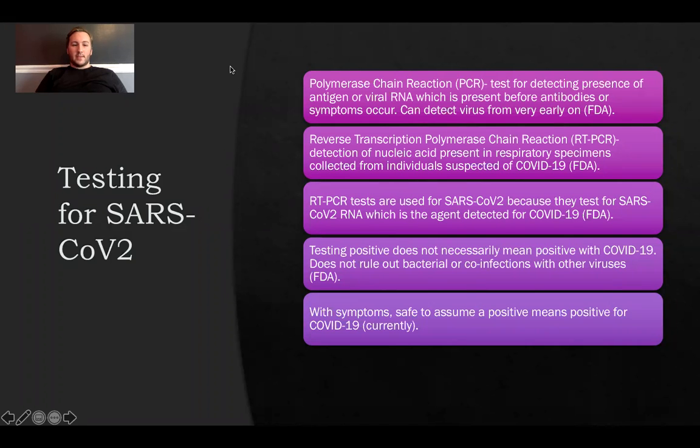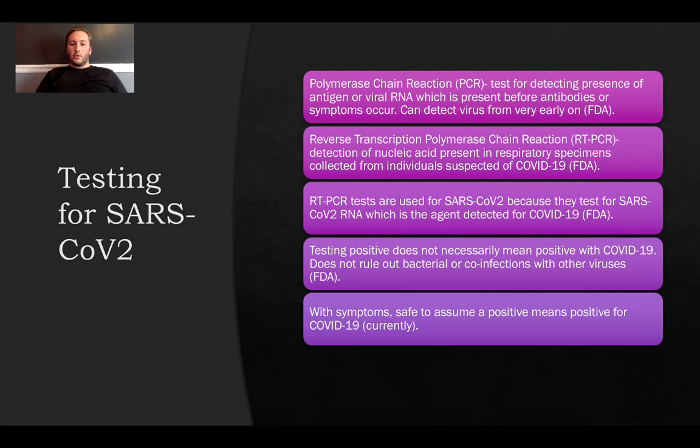The types of testing for SARS coronavirus 2: the polymerase chain reaction, or PCR test, is for detecting the presence of an antigen or viral RNA, which is present before antibodies or symptoms occur. It can detect the virus from early on. And then the reverse transcription polymerase chain reaction, or the RT-PCR test, is detection of a nucleic acid present in respiratory specimens collected from individuals suspected of coronavirus.